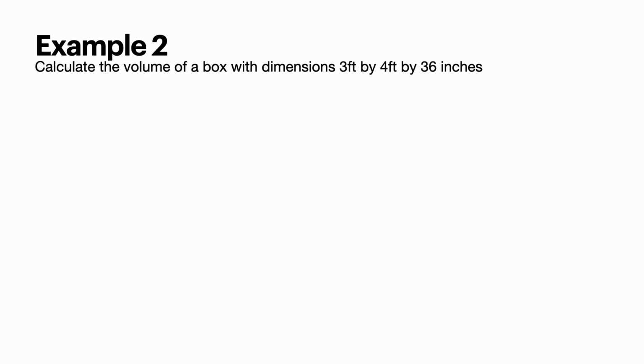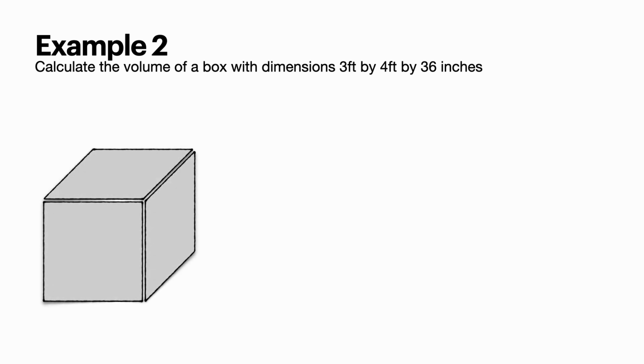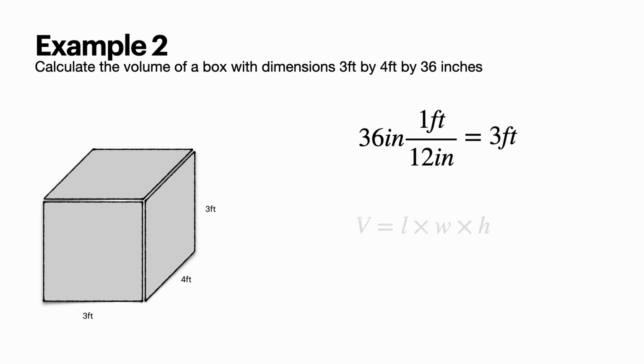Calculate the volume of the box with dimensions 3 feet by 4 feet by 36 inches. The problem is they're not all in the same unit, and they should be. Three feet by 4 feet by 36 inches. Let's convert that 36 into feet. 3 feet. That looks better. Let's find the volume.